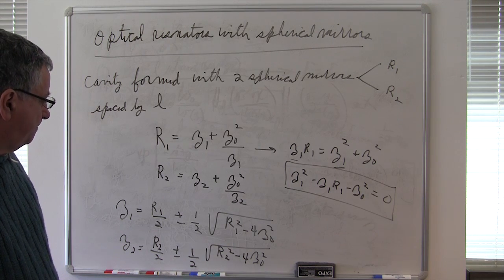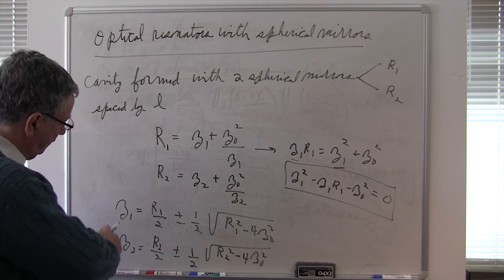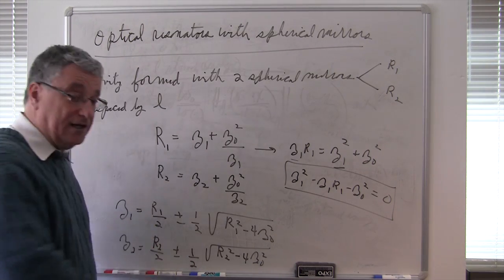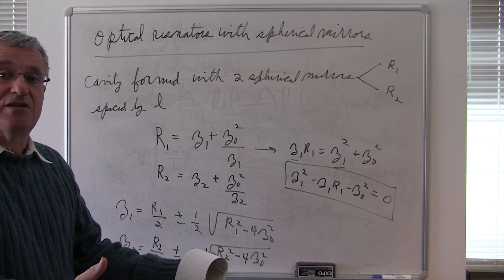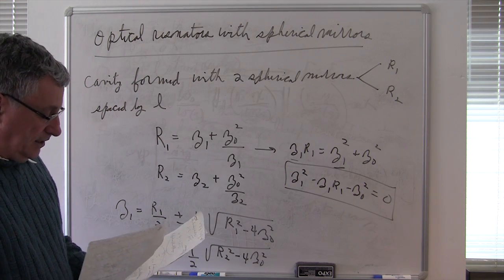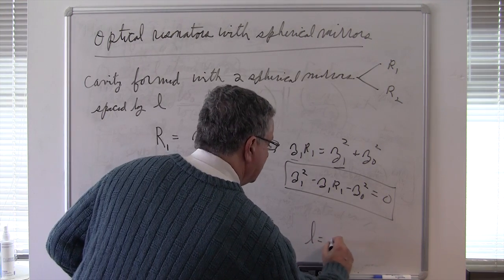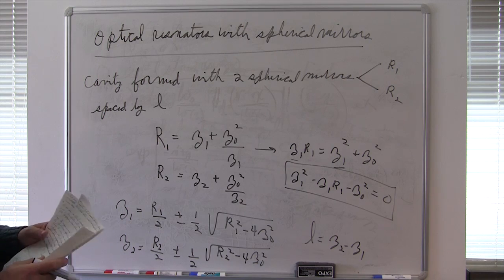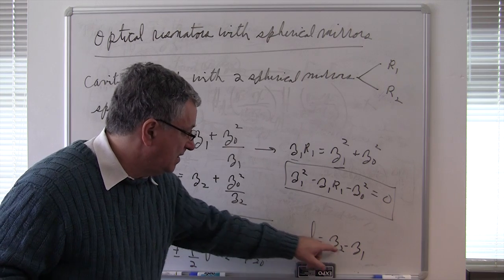Well, in practice, you don't have a Z0. What you're given in practice is R1 and R2. You have two mirrors of different radii of curvature, and you want to put them at some separation. So L is equal to Z2 minus Z1. Okay? So now you're given R1, R2, and L, which is Z2 minus Z1.